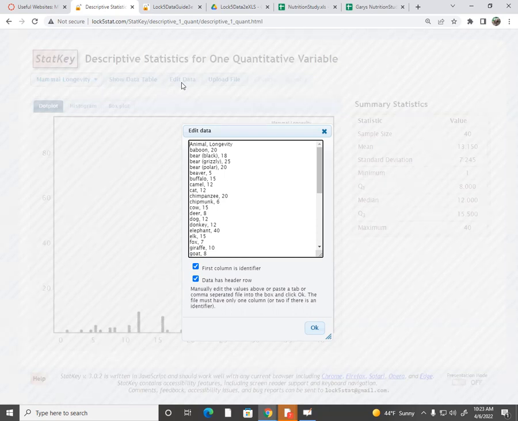Notice down underneath that block of numbers and words, it says checkbox, first column identifier, right? So they're identifying the number 20 as going with the baboon and the number 18 is going with the black bear. We don't have a column of identifiers for each of our fat numbers, do we? So we're just going to uncheck that box. I'll go to the header row in a minute. I just want to delete all their data, highlight it, delete it.